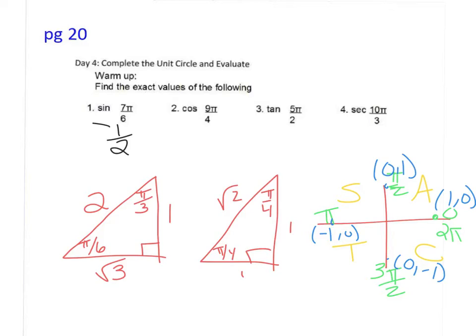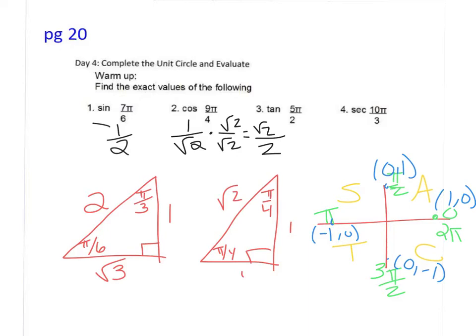So now cosine of 9 pi over 4, come to my pi over 4, cosine is 1 over root 2, but we don't leave that with a radical in the denominator, so I'm going to multiply by root 2 over root 2, so that gives me root 2 divided by 2.